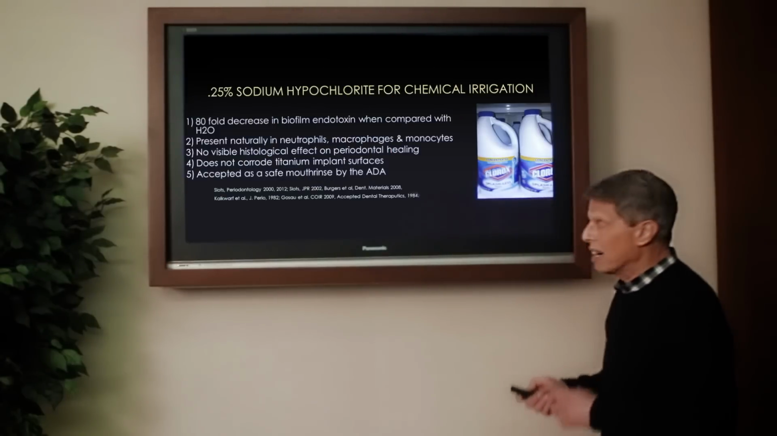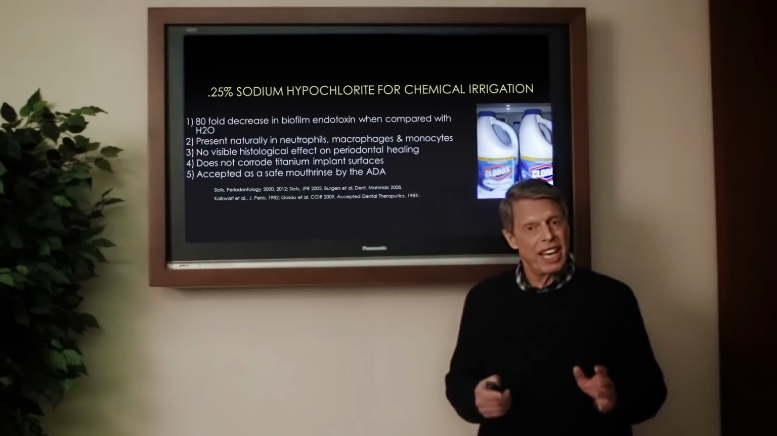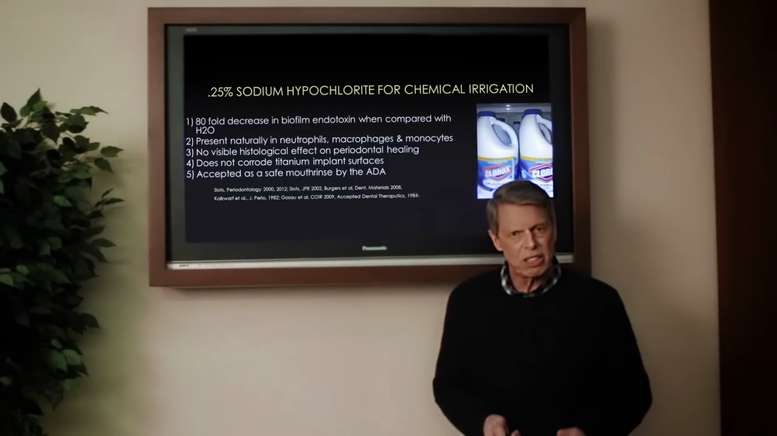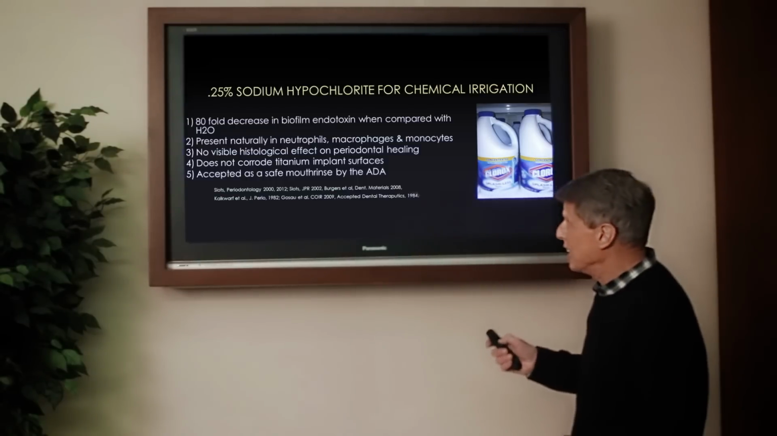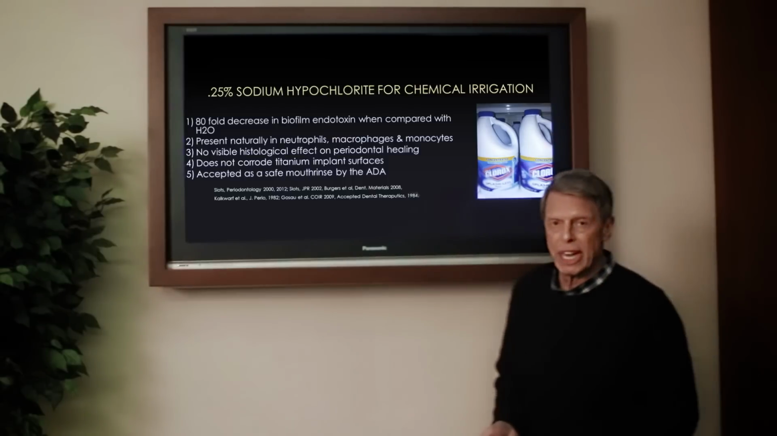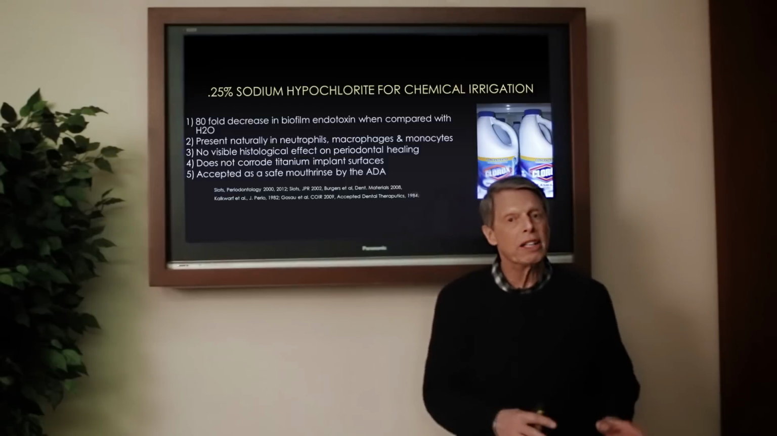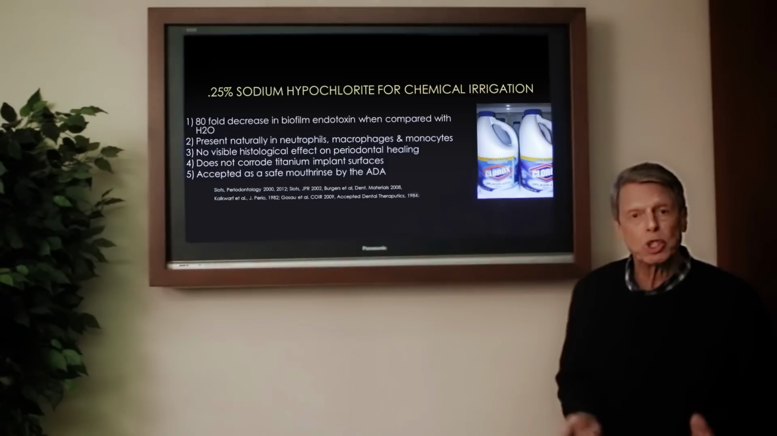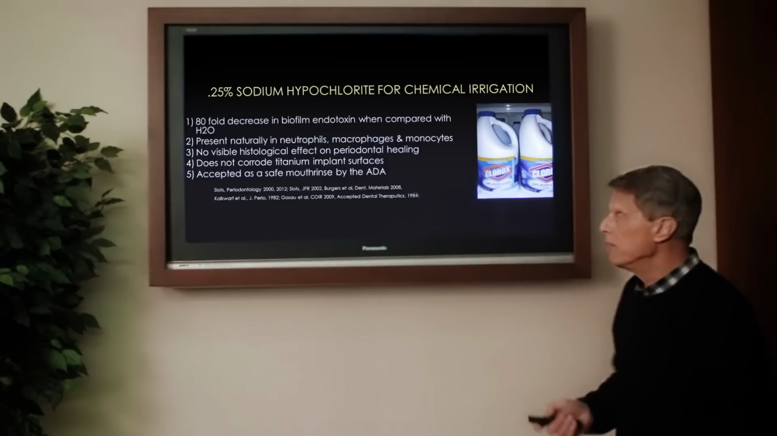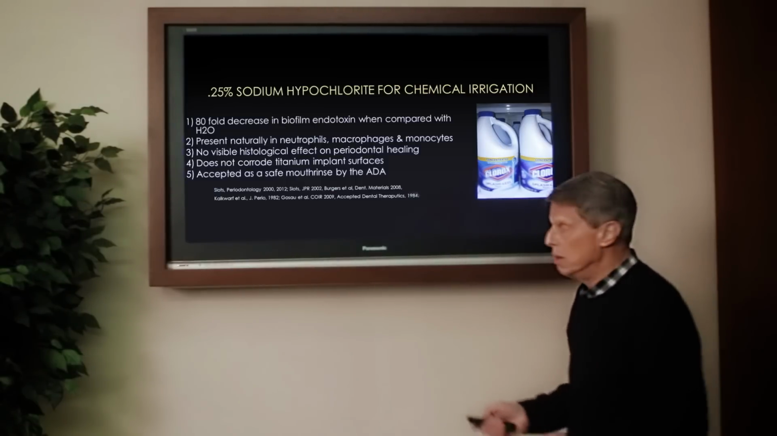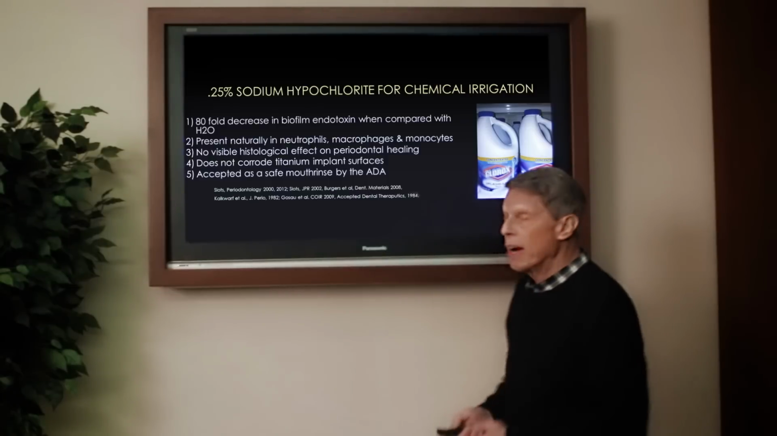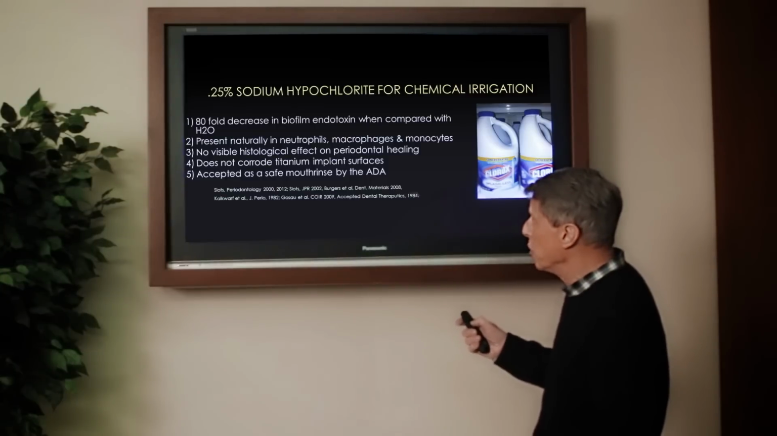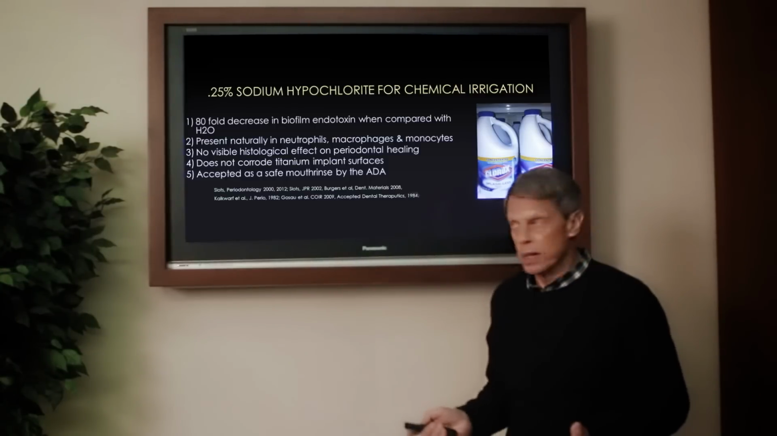From a chemical standpoint, what we're going to use chemically is something very simple and readily available worldwide, an excellent antiseptic worldwide, and it's sodium hypochlorite for chemical irrigation. But we're going to use a highly diluted solution of sodium hypochlorite, which is straight household bleach, 0.5 to 6% household bleach. But looking at sodium hypochlorite, what it's been shown to do is there's an 80-fold decrease in the biofilm endotoxin when compared with water.